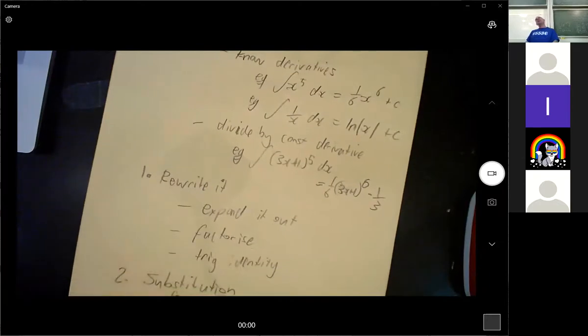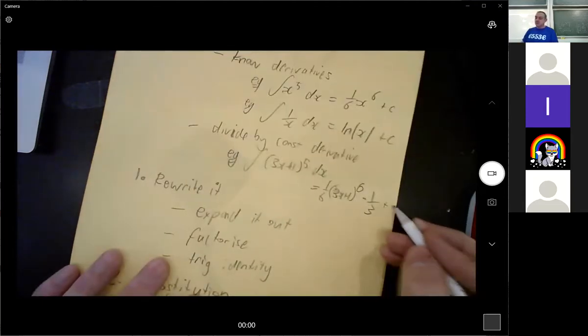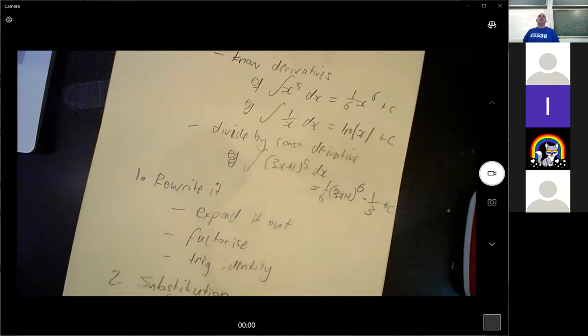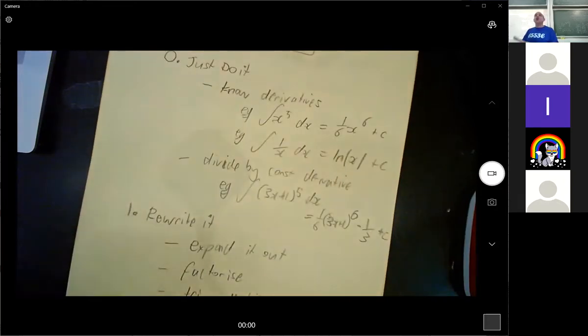It's like the chain rule, but backwards. But it only applies when the derivative of the inside is a constant. I will keep using that over and over. You will see it as we go. But I put that under the just do it category. It is so common that you need to be able to just do it. Okay.